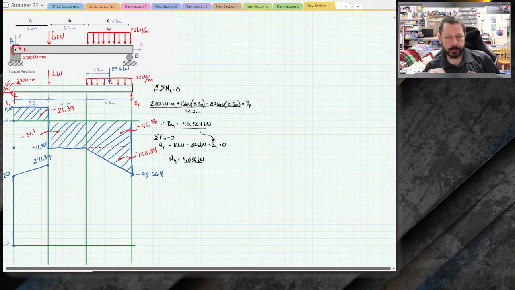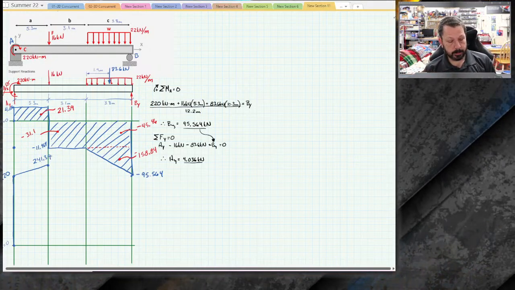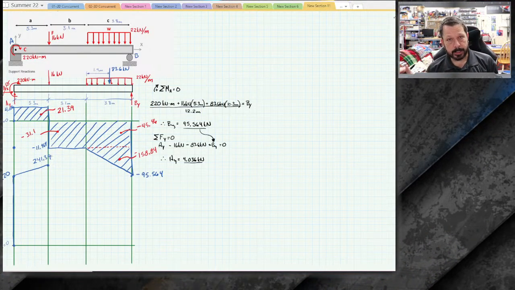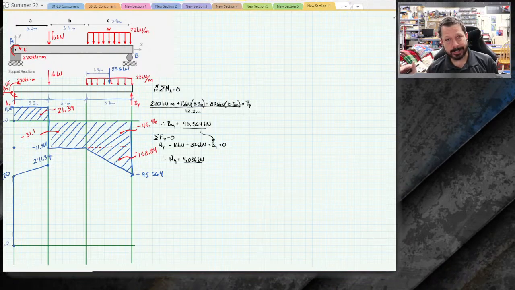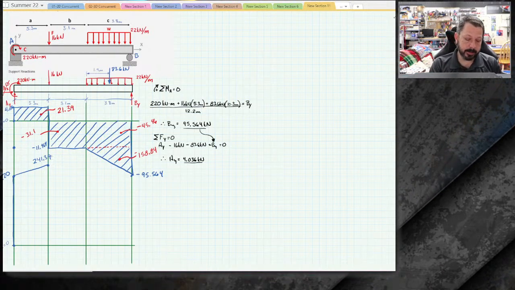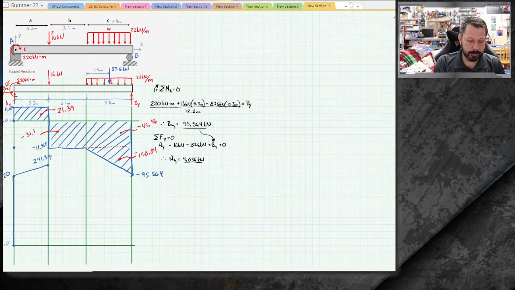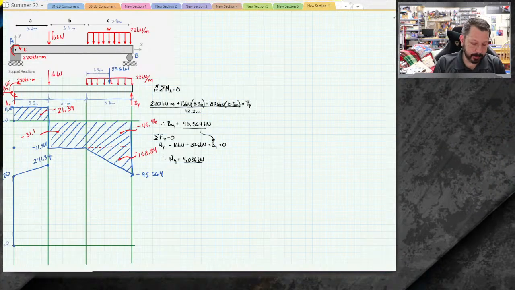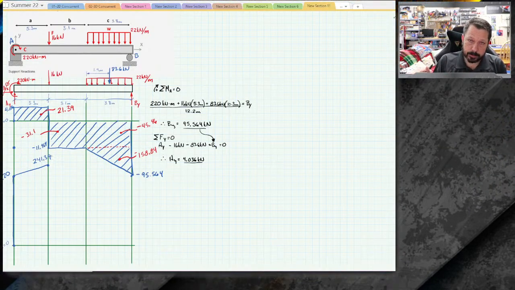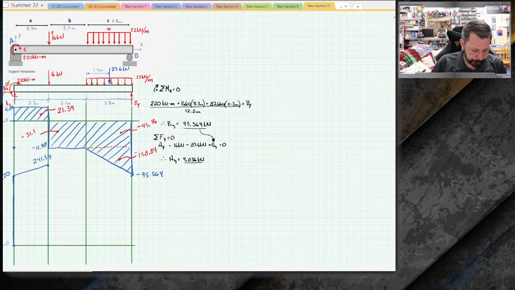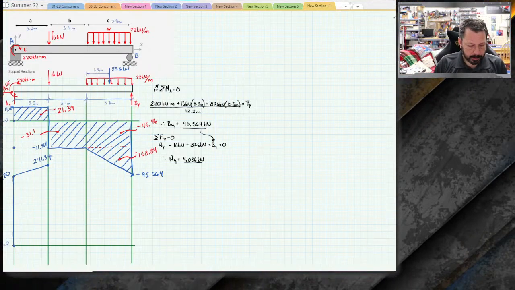I know that it's a straight line because the shear in that region is horizontal. So the shear in that region is constant. That means I have a constant slope in the moment diagram. Constant slopes are straight lines. Not necessarily horizontal, but they are straight. They're not curved. So I go up to here.